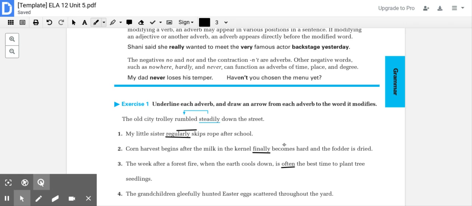When you do this activity, don't forget to draw that arrow from the adverb to the word it describes. Here we're saying, when does it become? Whoopsies. It finally becomes. I think I still have it online instead of draw. There we go.